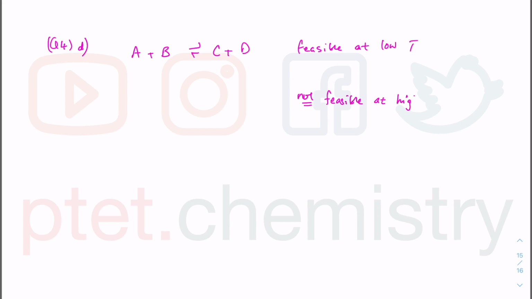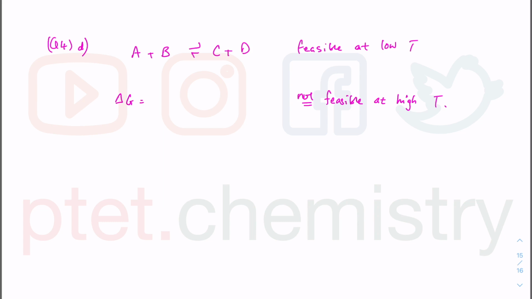Part D, sorry about that. So question 4D. We have a reaction of A and B that is feasible at low temperature but not feasible at high temperature. So what can we say about this? They say deduce the sign of delta H and delta S.